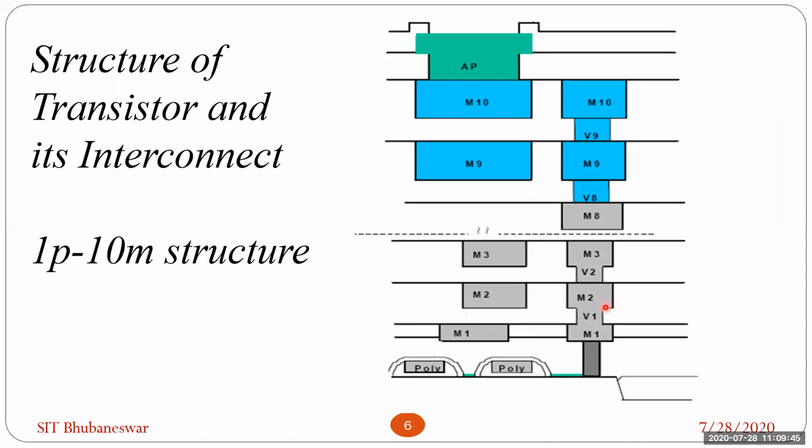Again oxide, then metal 3, again oxide, metal 4, again oxide, metal 5, metal 6, metal 7, metal 8. Then this is metal 9, this is metal 10. So this number of metal layers are there. Nowadays, even 12 or 13 metal layers are there in recent technology. So you can connect this drain up to metal 10, or here it's showing metal 3. So you can connect to metal 4, metal 5 like that.